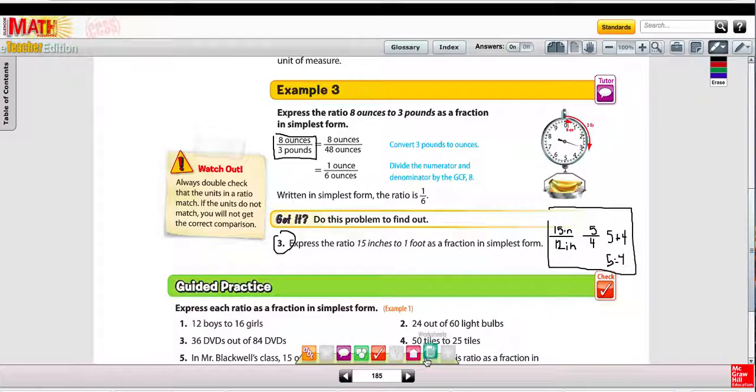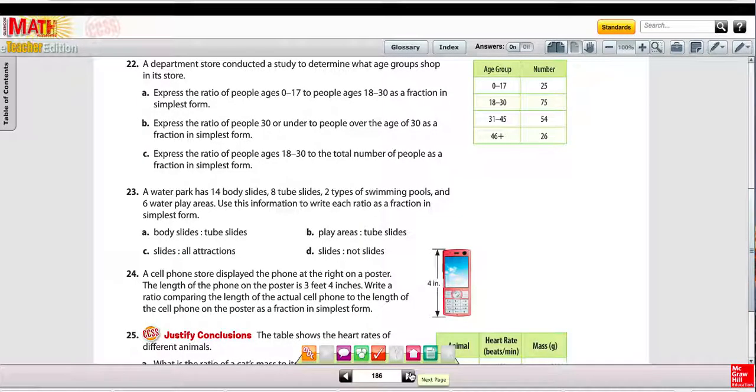Taking a look at a couple more problems from lesson 5.1 on ratios, page 186, number 22. It says a department store conducted a study to determine what age groups shop in its stores. For letter A, the ratio of people 0 to 17 compared to the people 18 to 30. So we're looking at this number here, 25 to 75. Go ahead and write that in on your note sheet and reduce that for number 22A.